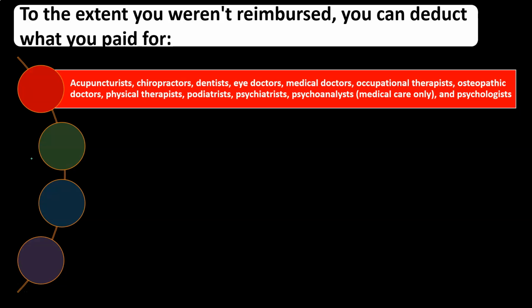And we have the acupuncturists, chiropractors, dentists, eye doctors, medical doctors, occupational therapists, osteopathic doctors, physical therapists, podiatrists, psychiatrists, psychoanalysts, medical care only, and psychologists. So some of these, again, that you think might have been included later, something like an acupuncturist, you might think of as not totally mainstream. So is it something that can be deductible? And those are the kind of things that you'd go into.